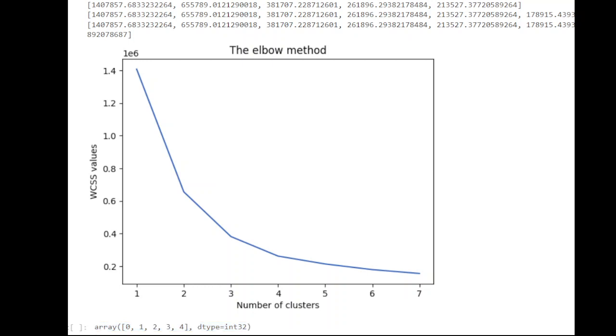So all in all, this was it. We have talked about naive Bayes classification, we have talked about neural networks, and finally we have talked about clustering.